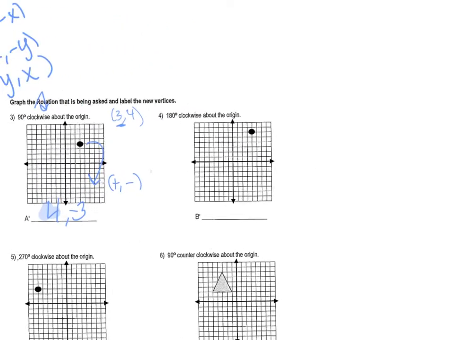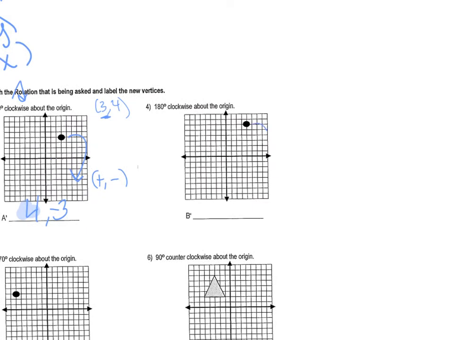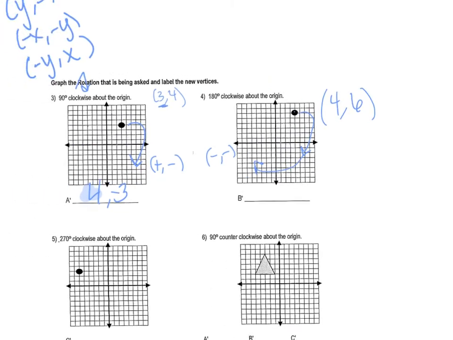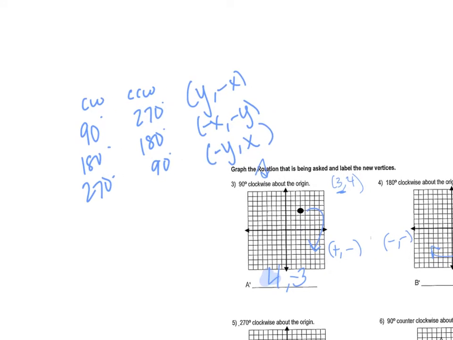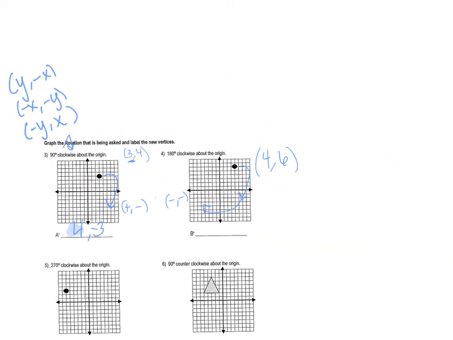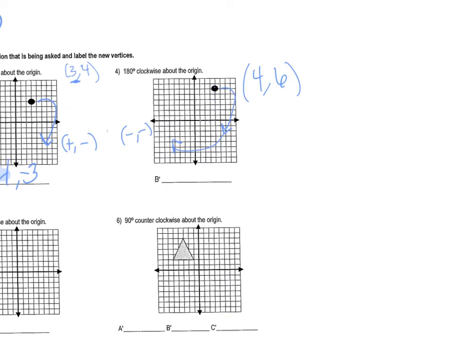Same thing on number 4, 180 degrees clockwise. That's 2 turns, so it's going to be over here. So it should be negative, negative. And then what's your point? 1, 2, 3, 4, 1, 2, 3, 4, 5, 6. So 4, 6 is our original, and they don't flip. Coming back and looking at our rule, it doesn't flip, the only thing that changes is the sign in front of our X and our Y. So instead of +4, +6, now it becomes -4, -6.